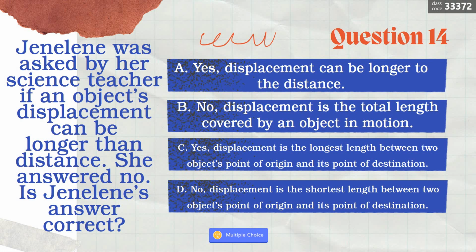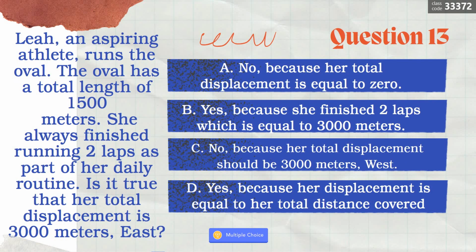Let's have the last question. Okay, question number 15. Leia, an inspiring athlete, runs the oval. The oval has a total length of 1,500 meters. She always finished running 2 laps as part of her daily routine. Is it true that her total displacement is 3,000 meters east?